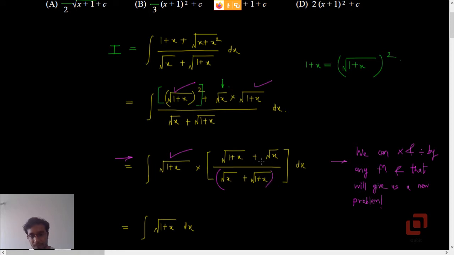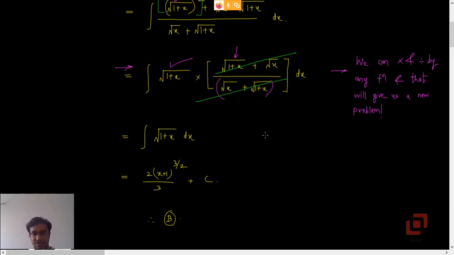Denominator will not change. Let's now talk about the numerator of this bracket. The first term in the numerator was root of 1 plus x raised to 2. Out of the two root of 1 plus x terms, one has already been taken common, so the second term will sit here, plus here we had root of x into root of 1 plus x, but root of 1 plus x has already been taken common, so only root of x. We can now cancel these two terms because they are identical, root x plus root of 1 plus x. So then the integrand reduces to root of 1 plus x.